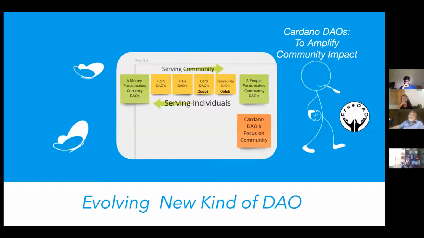I think DAOs exist in a spectrum. There are DAOs all the way from the money DAOs that started with Bitcoin basically, and there are coin DAOs, and they move to DeFi DAOs, and then corporation co-op DAOs. I think now we're moving toward what are called community DAOs, and this is where I think Cardano is probably best to focus, because community DAOs will encompass all of the other elements of DAOs. I think on this spectrum, the scale on the left goes to serving individuals, and then the other end of the spectrum is serving the community.